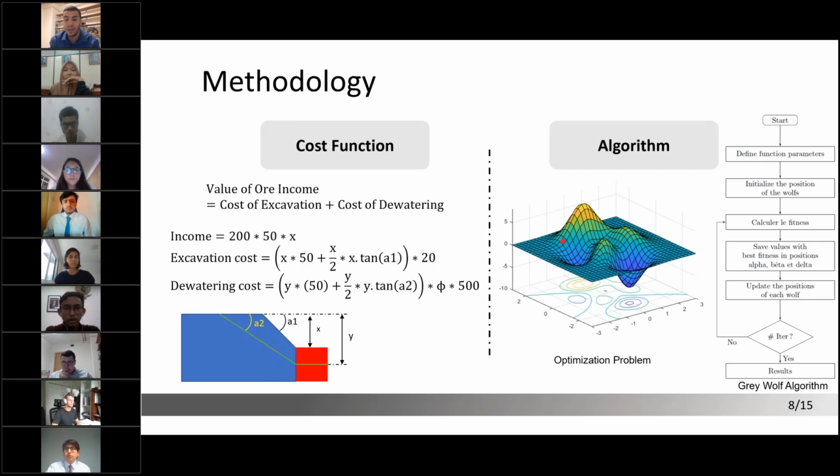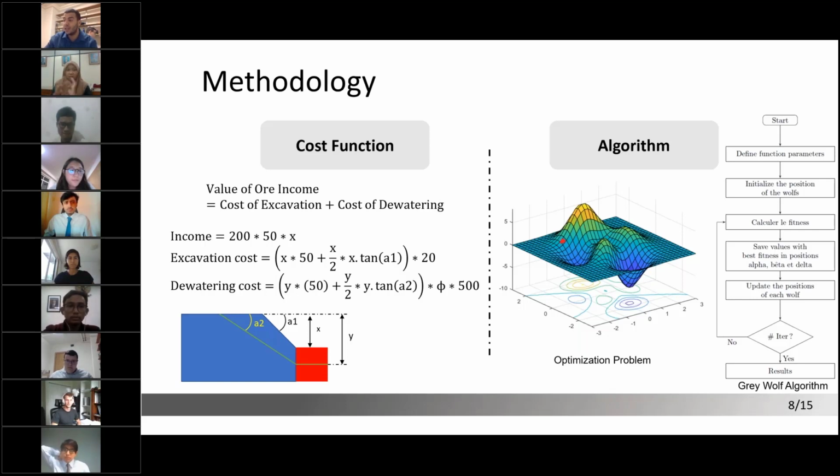So the methodology we have used in this problem is different than the common ones. Since the goal of this problem is to find the deepest depth where the cost equals the income, we thought of turning this problem into an optimization one. Thus, we built a cost function based on the cost and the income. As you can see in the slide, the income is a function of the excavated depth x, as you can see in the sketch, and the dip angle of the slope, which is A1. The dewatering cost is a function of the water table y and the angle of water removal A2.